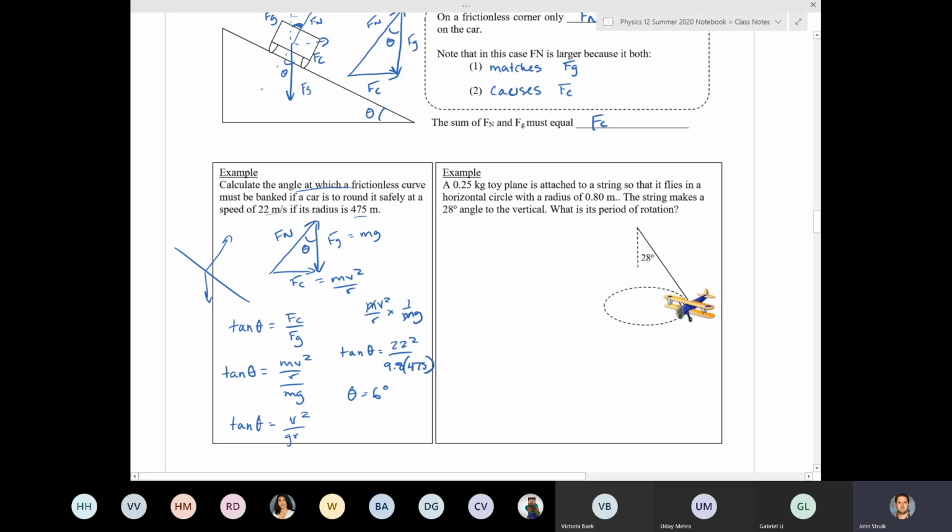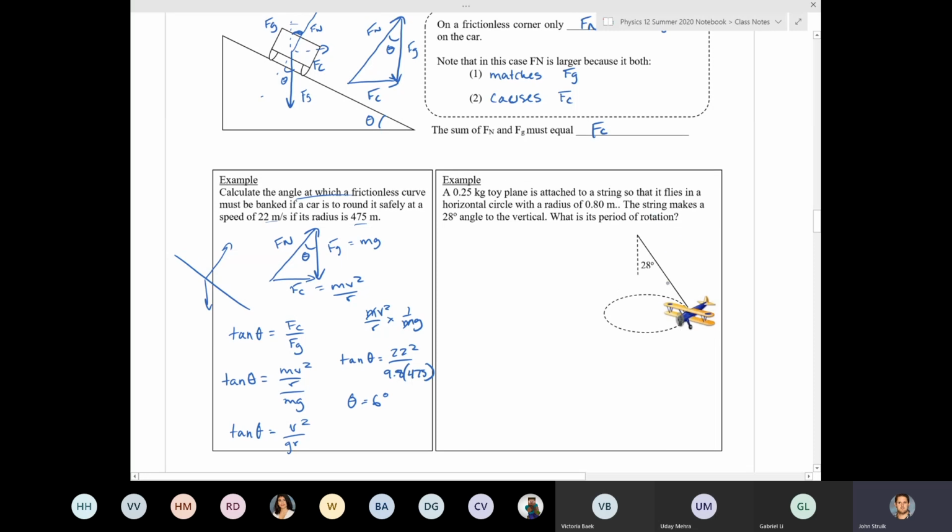So we have a toy plane attached to a string so that it flies in a horizontal circle. If you can imagine that this plane would just be hanging, but if you throw it in a circle and it just keeps going, like there's a propeller here. I actually did this in my classroom once. I hung up a plane with a battery operated thing and I did it in a circle and it just kept flying in a circle.